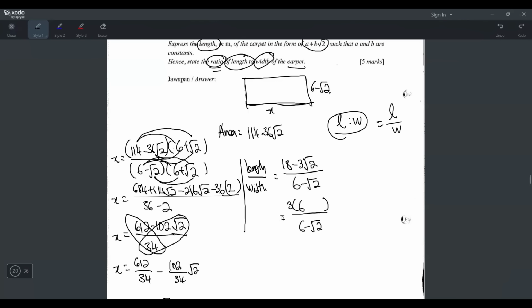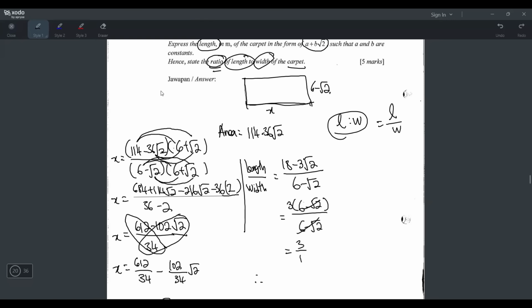Negative 3 square root 2, when you take out the 3, when you divide by 3, you are left with negative square root 2. And I realized when you do that, the 6 minus square root 2 and 6 minus square root 2 can cancel. So you are just left with 3 over 1. Right? 3 over 1. So now what is the ratio? The ratio of length to width is 3 ratio 1. So hence take the ratio of length to width.